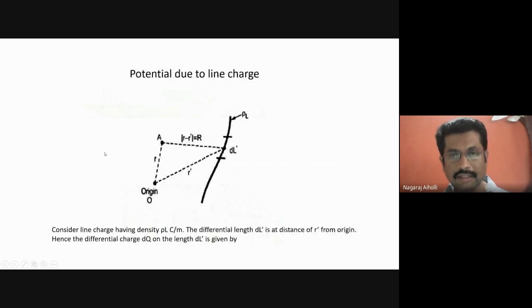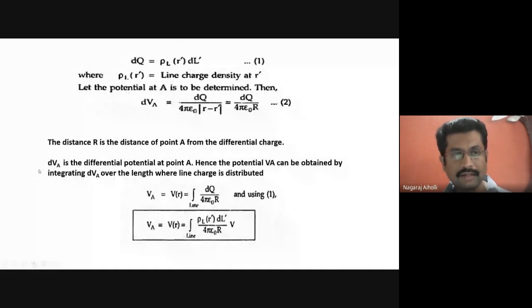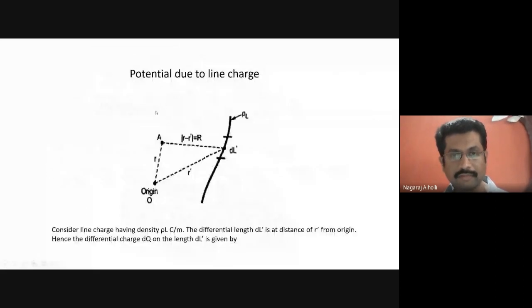where capital R is the distance, that is |r minus r'|. It is the distance between point A and the differential charge dq. The distance between point A and the differential charge dq at dl', that is capital R. dV_A is the differential potential at point A.